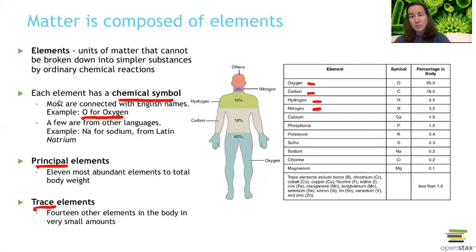And which specific ones are the most common? There are four: oxygen, carbon, hydrogen, nitrogen. So know those four for the test. CHON.